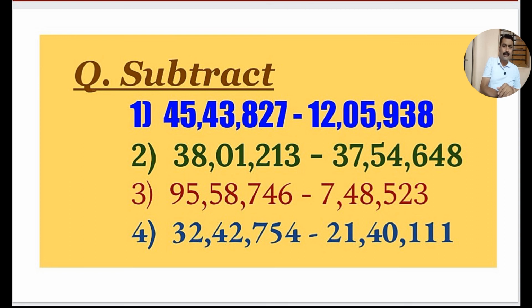37,54,648. Third example, 95,58,746 minus 7,48,523. Fourth example, 32,42,754 minus 21,40,111. So these four examples are for your homework practice.